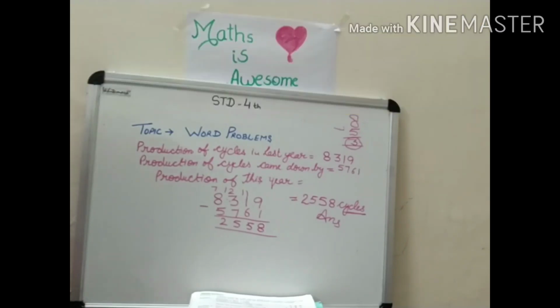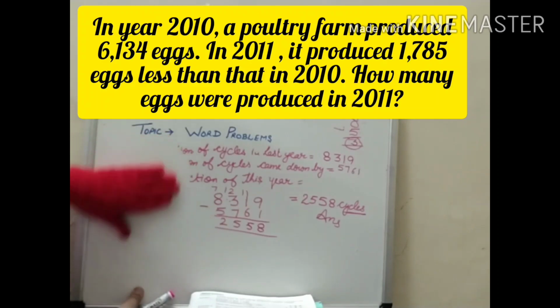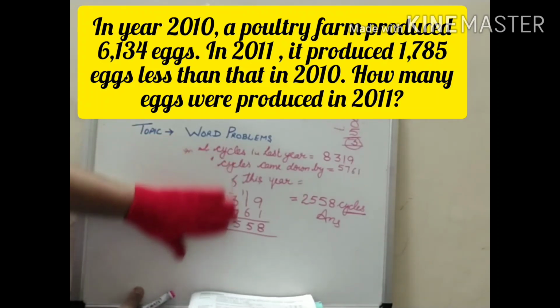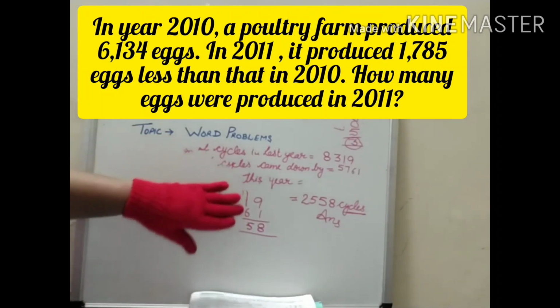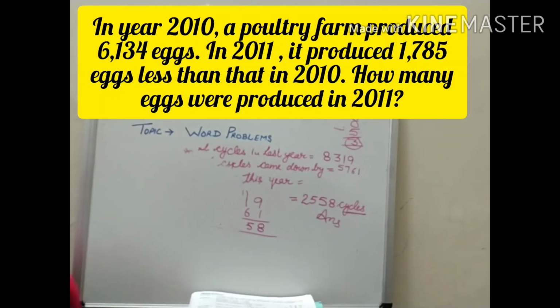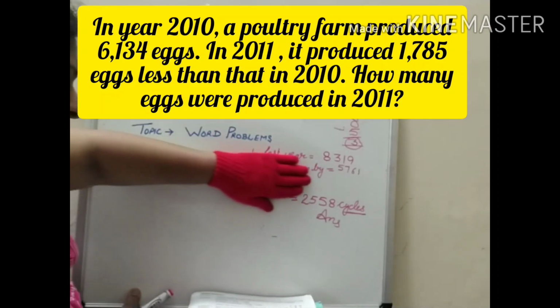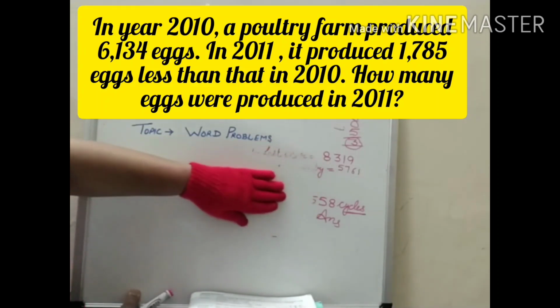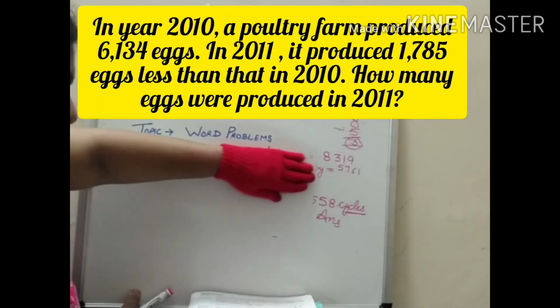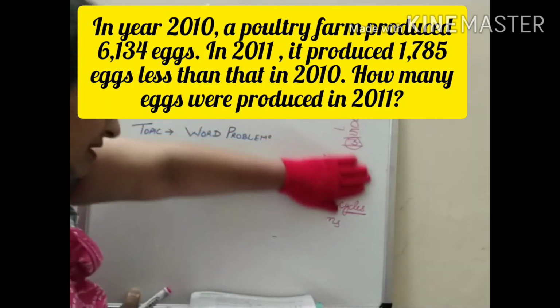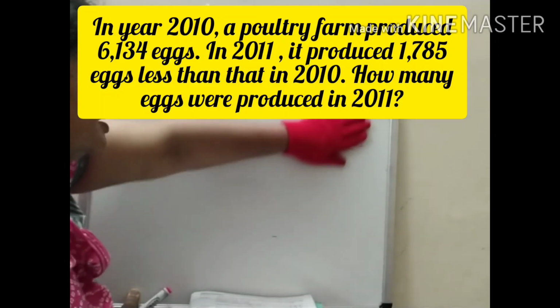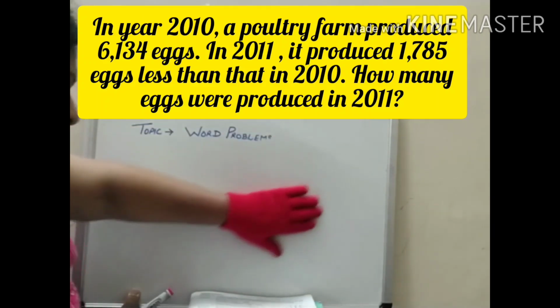Okay, children. Now our next question is, in year 2010 a poultry farm produced 6,134 eggs. In 2011 it produced 1,785 eggs less than that in 2010. How many eggs were produced in 2011?